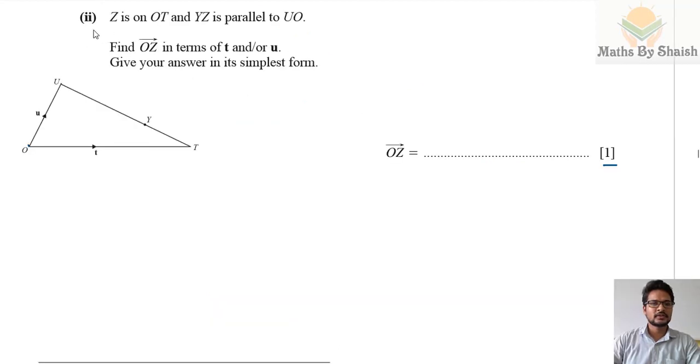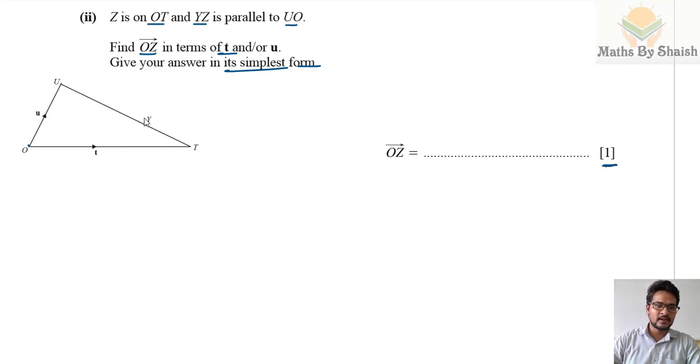Here's the second question, second part. Z is on OT and YZ is parallel to UO. Find OZ vector in terms of T or U. Give your answer in its simplest form. So OZ we require, and it is of 1 mark only.